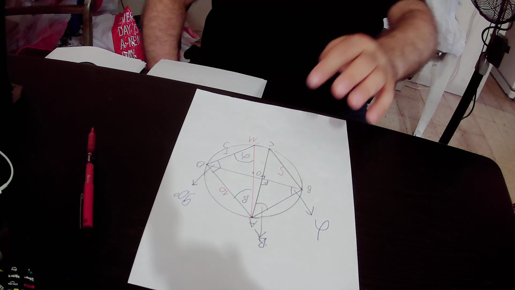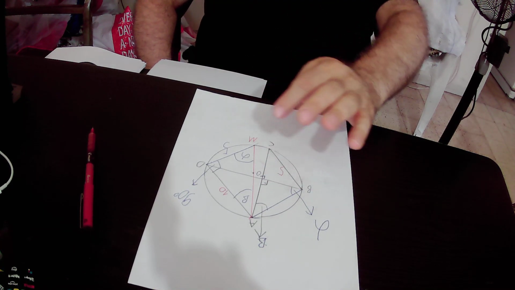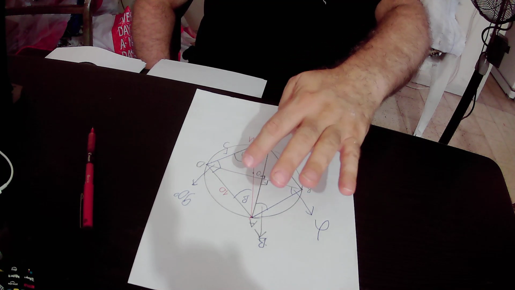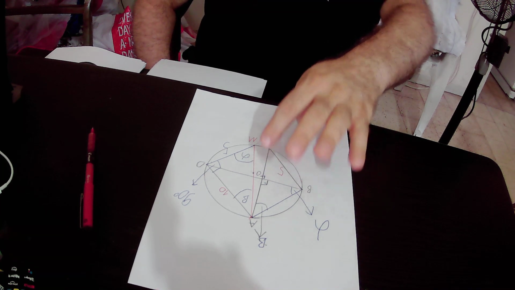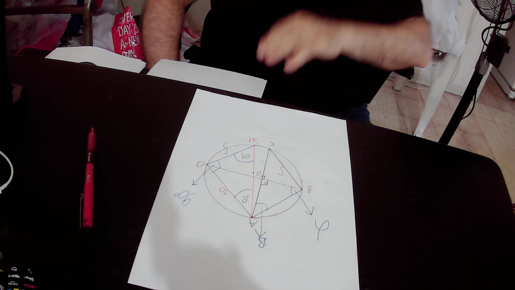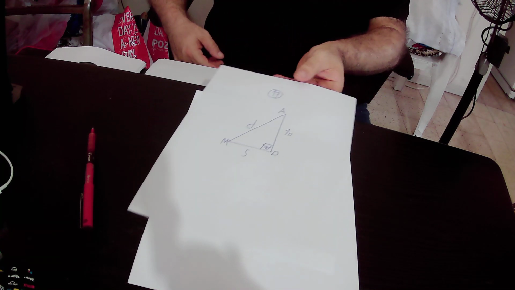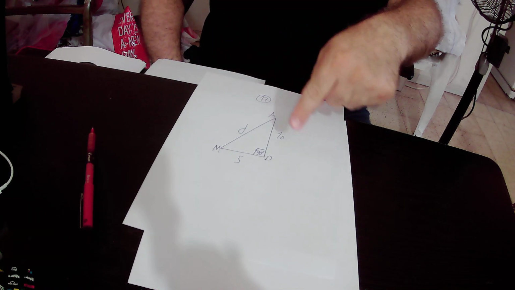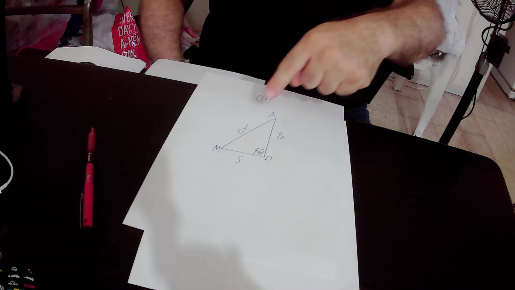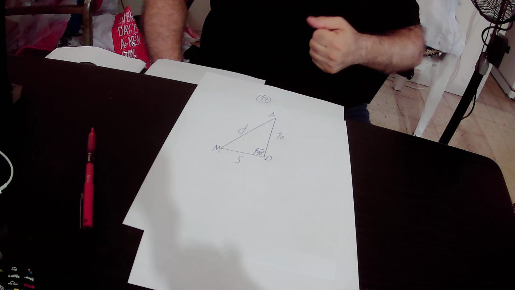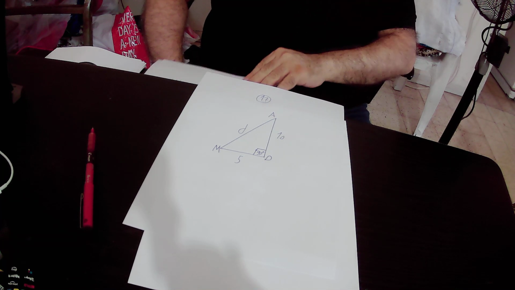So we have the right triangle AMD, where side MD equals 5 units, side AD equals 10 units, and AM is the diameter of this circle. Okay, so I drew the right triangle AMD again. AD equals 10 units, MD equals 5 units, and AM is the diameter of this circle.